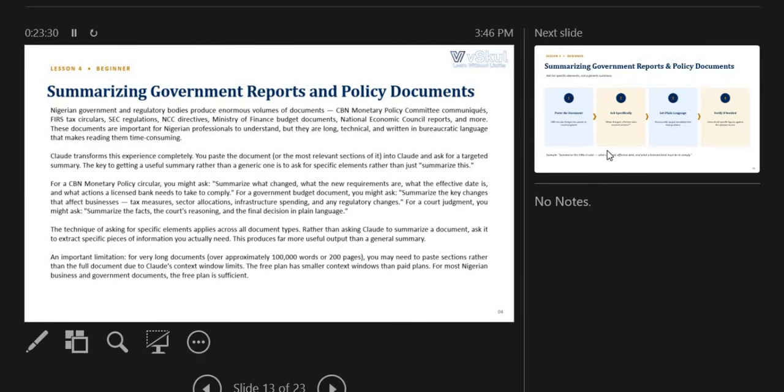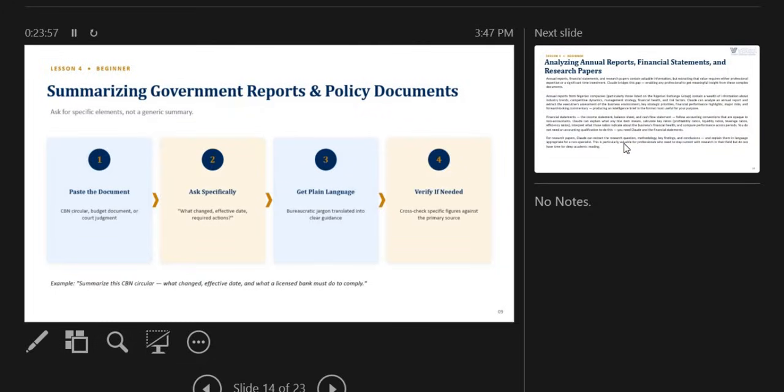An important limitation: for very long documents over approximately 100,000 words or 200 pages, you might need to paste sections rather than the full document due to Claude's context window limits. The free plan has a smaller context window than the paid plan. For most Nigerian business and government documents, the free plan is sufficient.